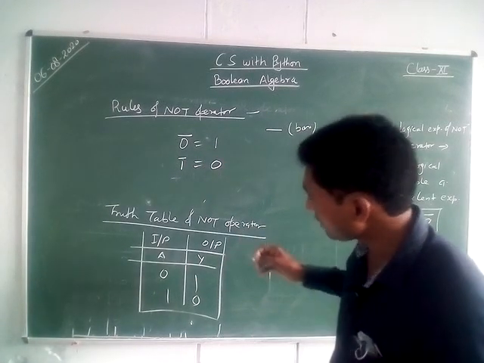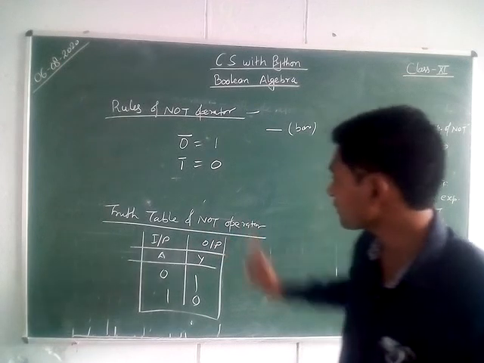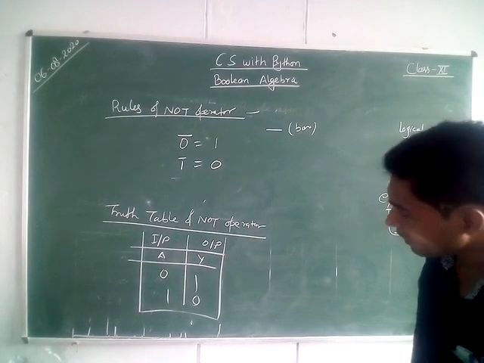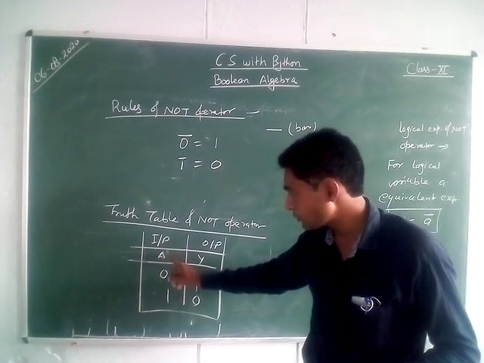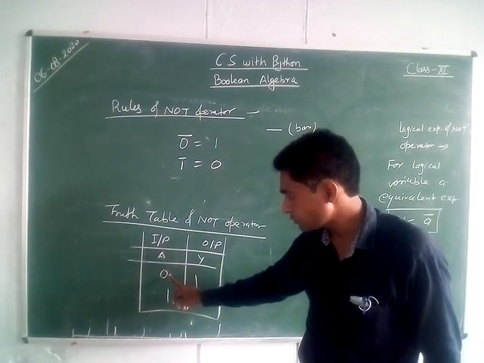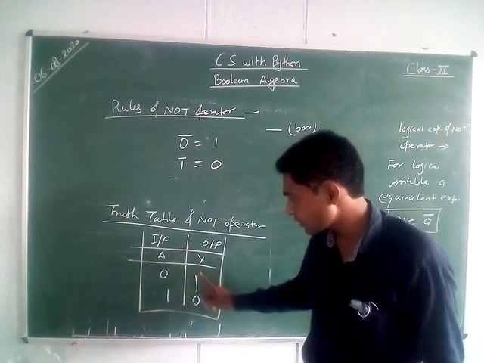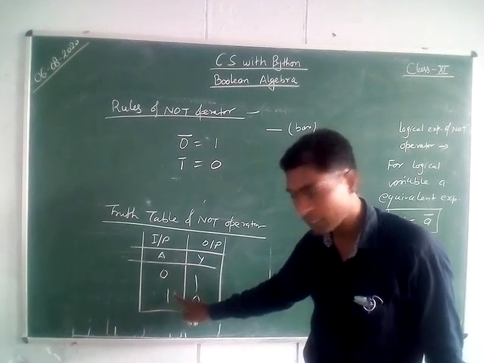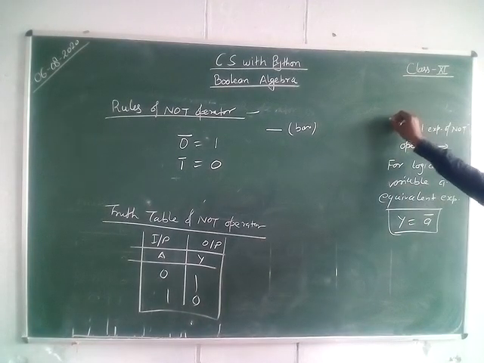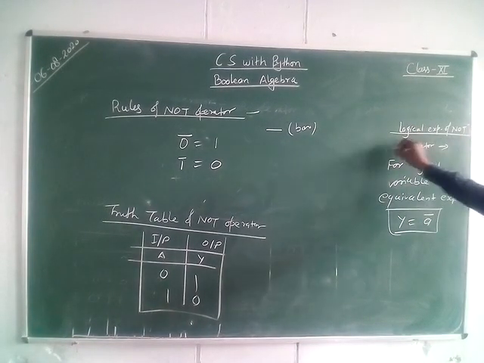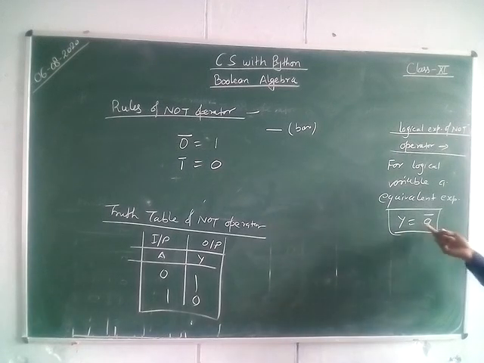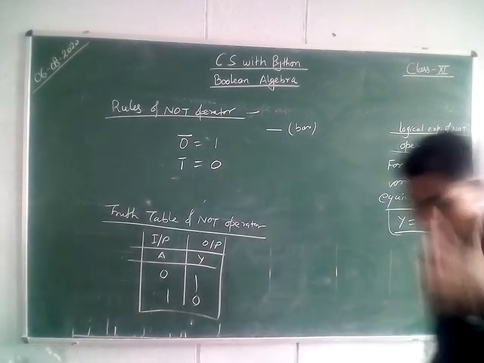Alright? Now let us see the truth table of the NOT operator. Since it requires only one operand, one bit, here there is only one input A and corresponding output Y. When A is equal to 0, then output will be 1. When A is equal to 1, then its output will be 0. Alright? Now let us see the logical expression of NOT operator. For one variable, its expression can be written as Y is equal to A bar.